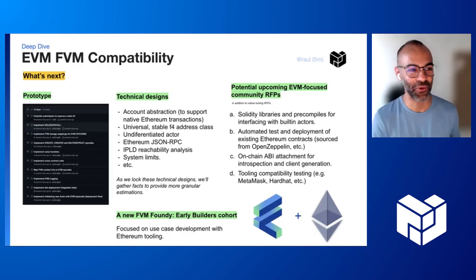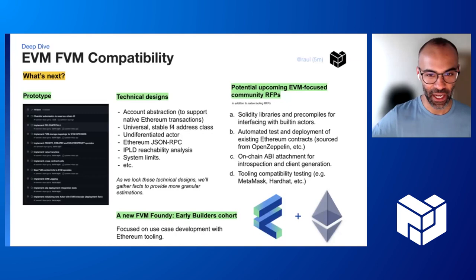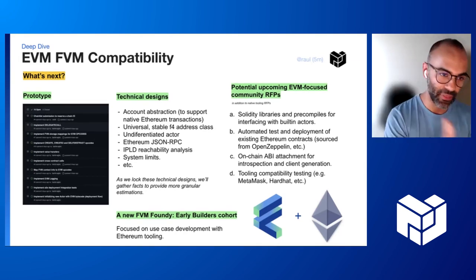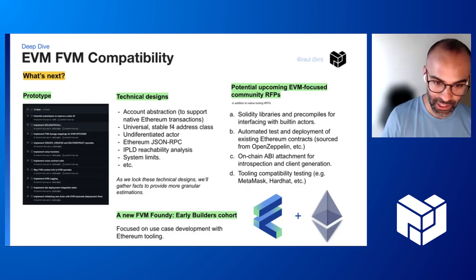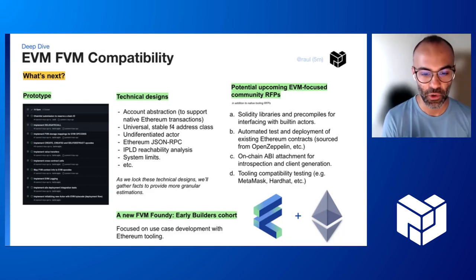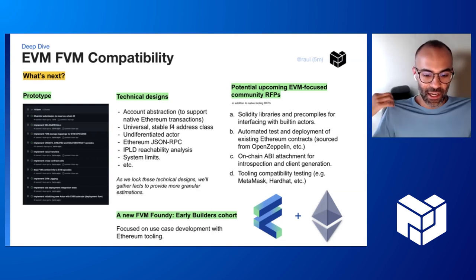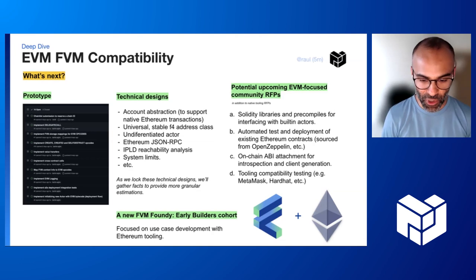Got it. I just wanted to talk about what's next. We have several lines of work that are opening up where the team is working on the prototype. There's a bunch of things that we know we need to go through and continue building out on the prototype. The work that we do here is then going to feed into the technical design, so there's a really nice feedback loop there. We're also working on technical design. Some of the most critical ones are account abstraction, the universal stable F4 address class, and so on. So feel free to tune into the repos for that.